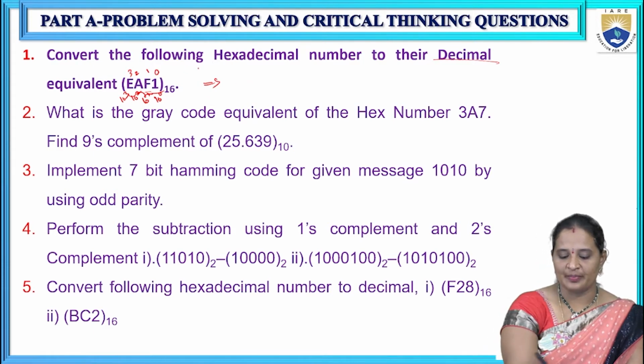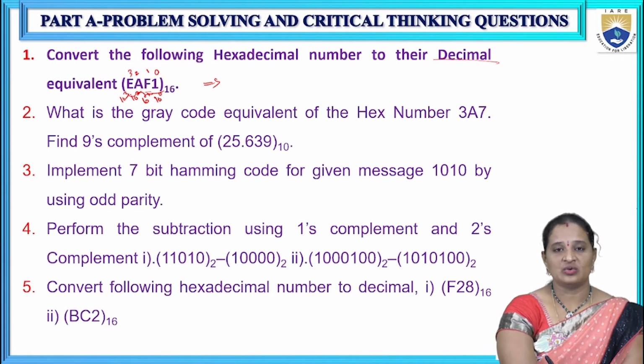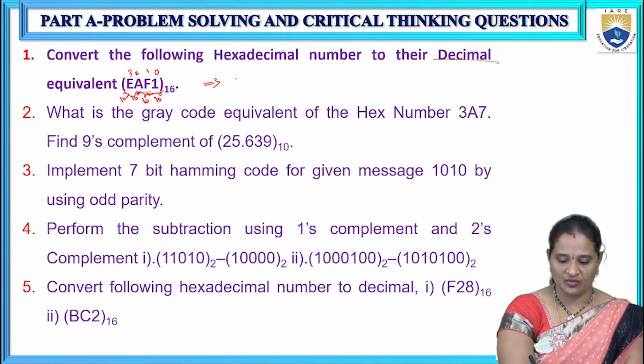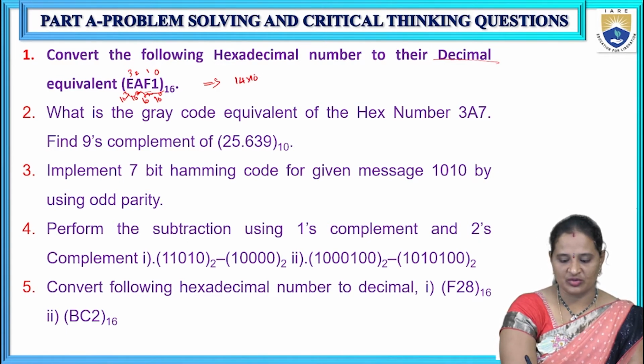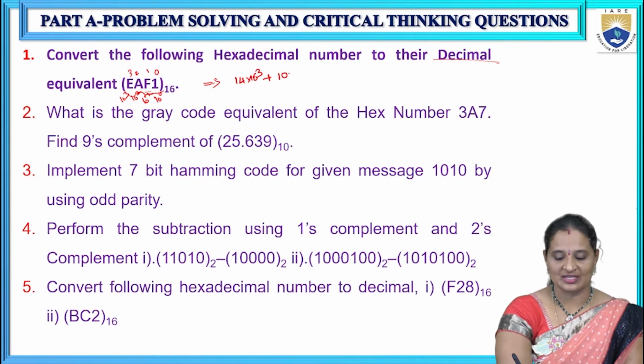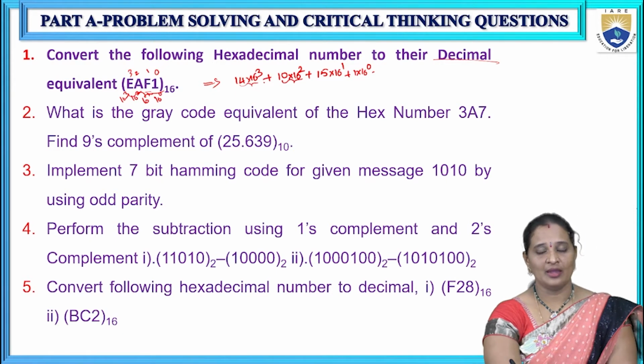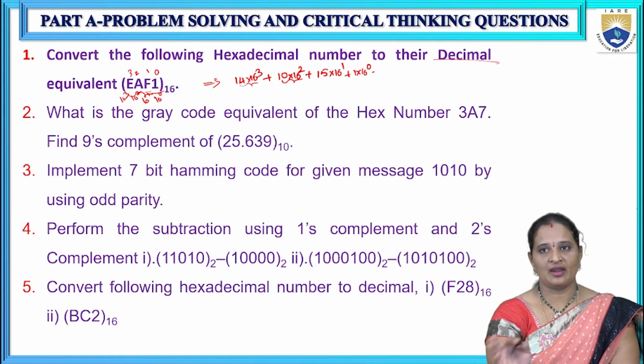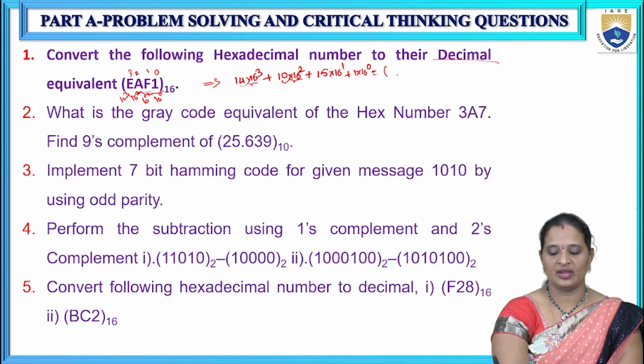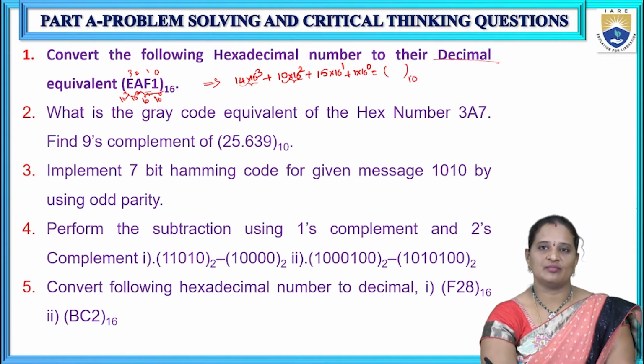So what is the decimal equivalent of E? E in decimal can be represented as 14. 14 into 16 to the power of 3, plus A in decimal is represented as 10, 10 into 16 to the power of 2, plus F is 15, 15 into 16 to the power of 1, plus 1 into 16 to the power of 0. These are all the products, nothing but each digit multiplied by its own positional weight, and add all the products together so that you will be getting its equivalent decimal number.